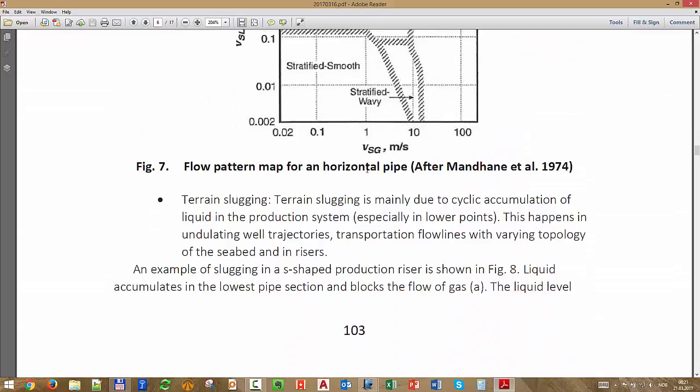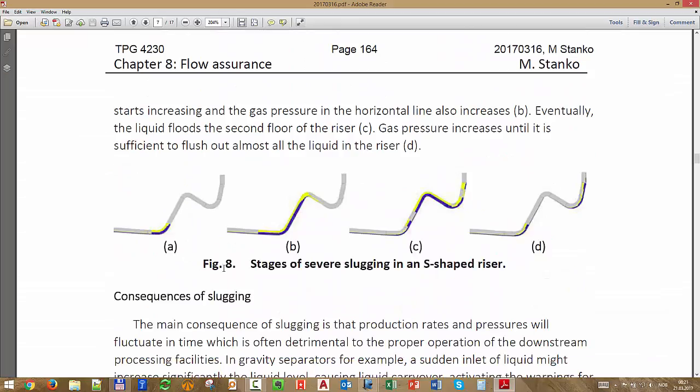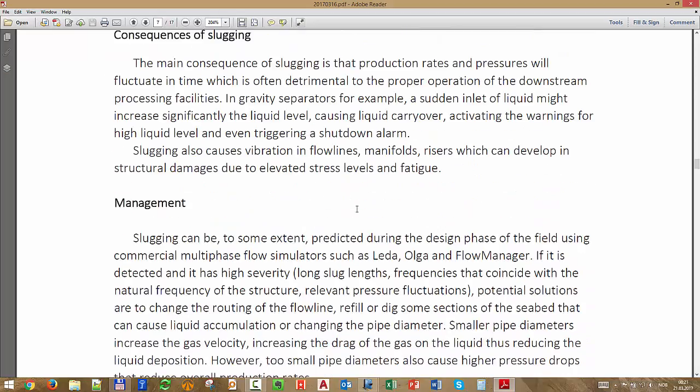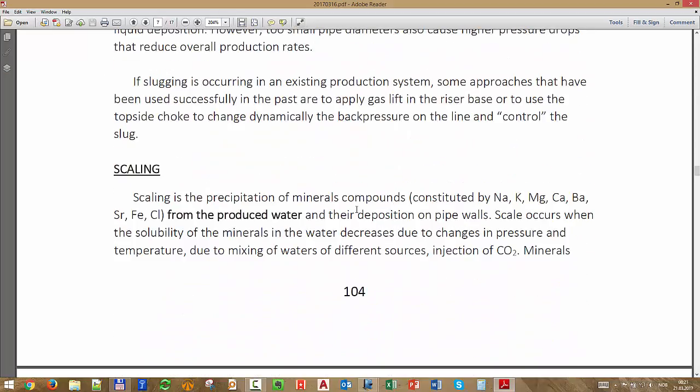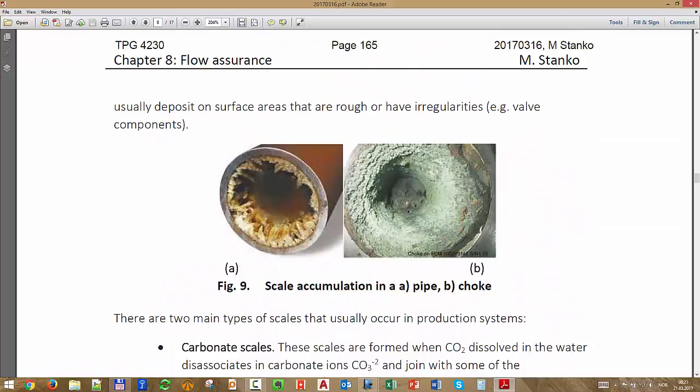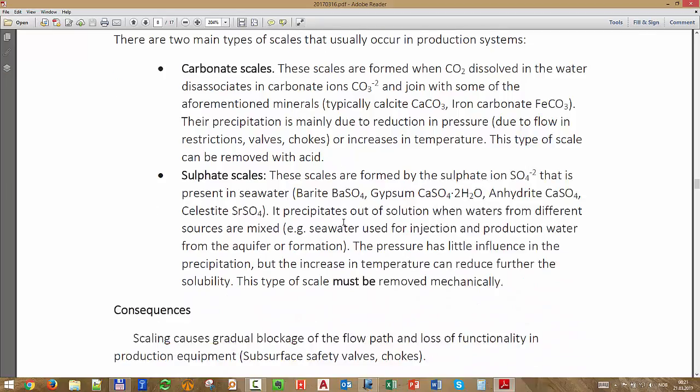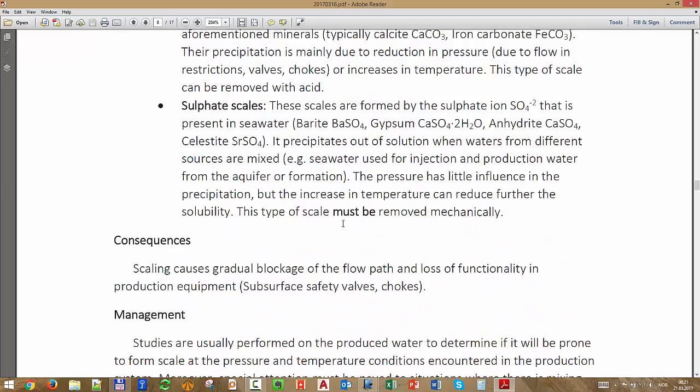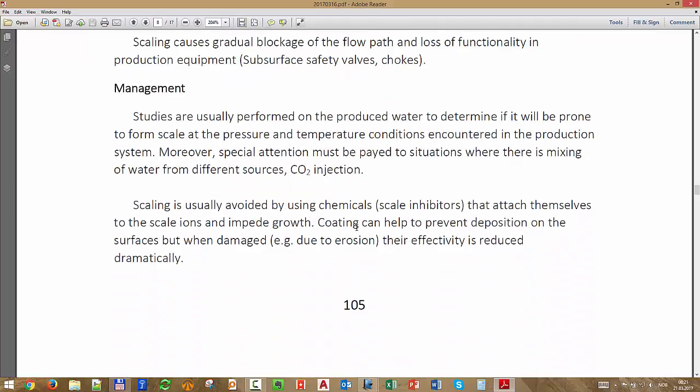Yeah, slug flow, I think we didn't have much to say, but I just put a sequence of pictures showing the accumulation. Scaling, I think we didn't have much to say. There are 2 types: reduction of pressure and temperature, and mixing of water. There are also different, more exotic types. We are just going to cover the basics.